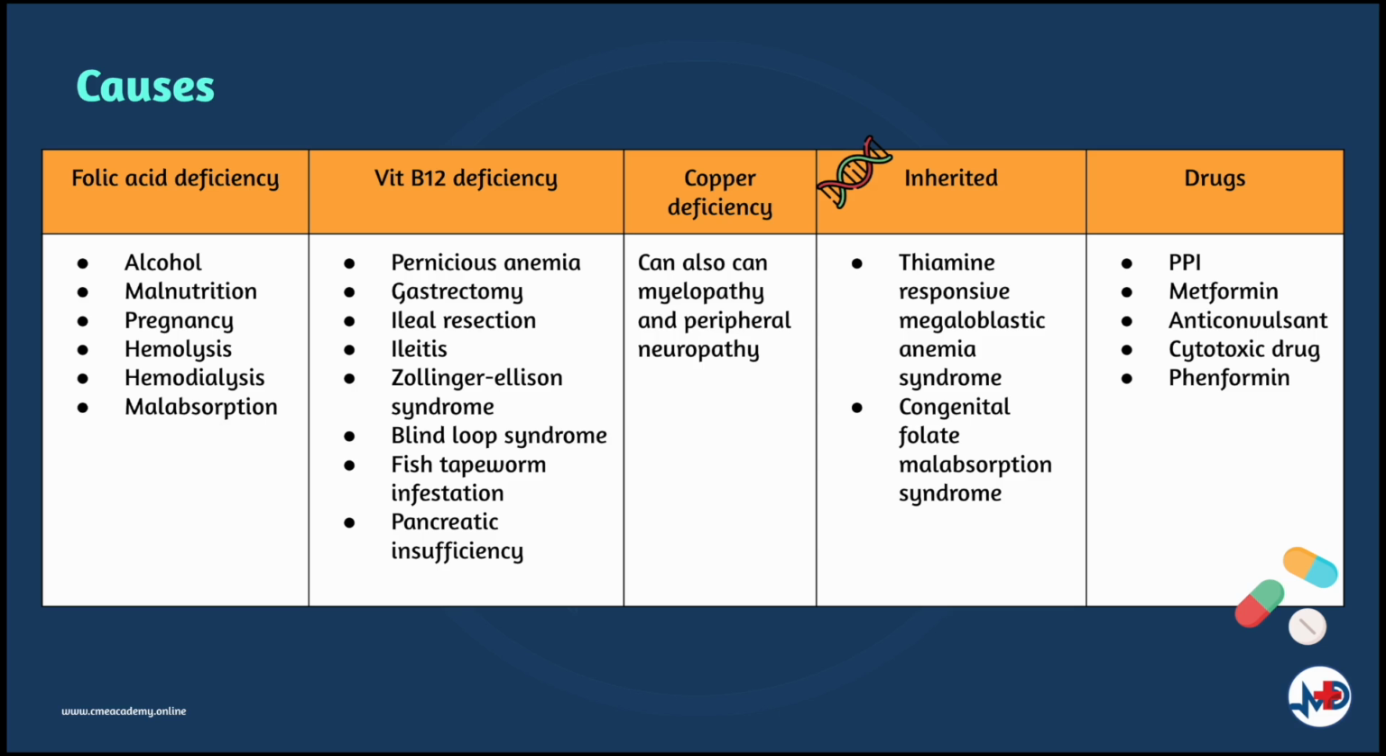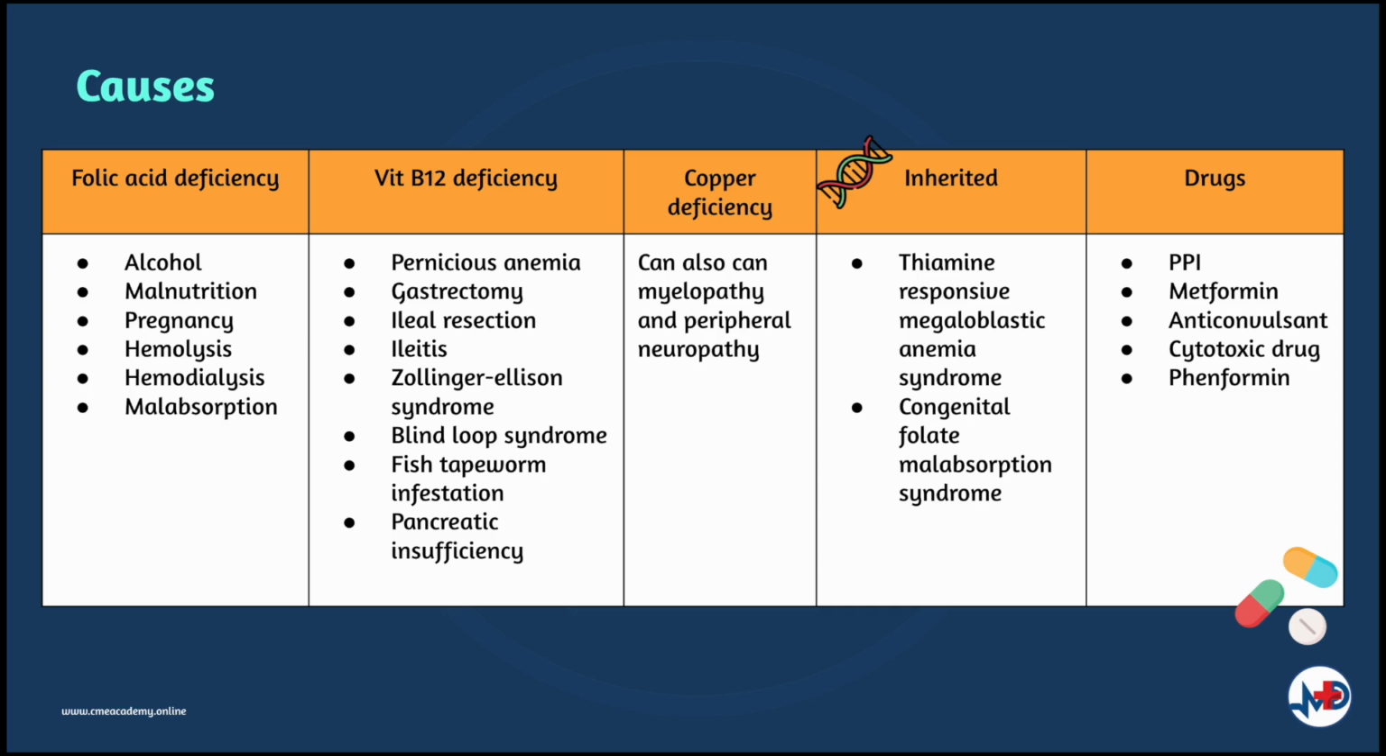Another cause of megaloblastic anemia would be copper deficiency, and this can cause a microcytic, normochromic, or macrocytic anemia and neutropenia. Copper deficiency also causes myelopathy and peripheral neuropathy. In some rare cases, megaloblastic anemia may be due to inherited problems such as thiamine-responsive megaloblastic anemia syndrome, which is an autosomal recessive disease characterized by megaloblastic anemia associated with diabetes mellitus and early onset sensorineural hearing loss.